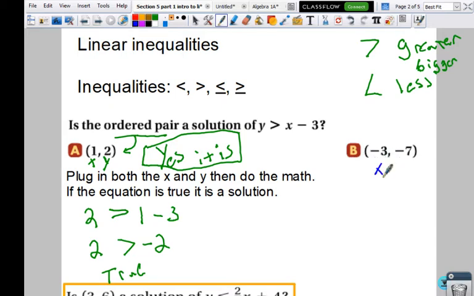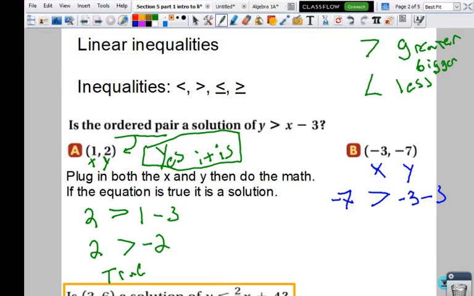I'm going to plug in -3 for x, -7 for y, and I'm going to see, is it true, yes or no? So I'm going to have -7 instead of my y right there. I'm going to go -7. And this is going to be greater than, and especially on inequalities, make sure you don't confuse yourself. Make sure you can tell your 7s and your greater than apart, because they look pretty similar if you're not careful.